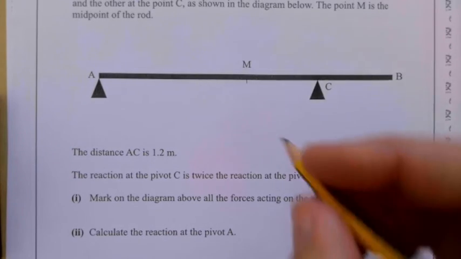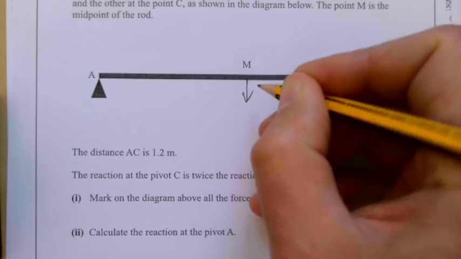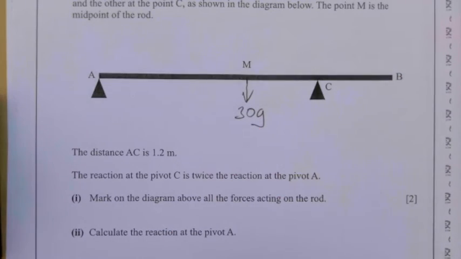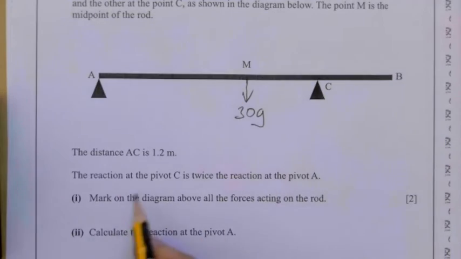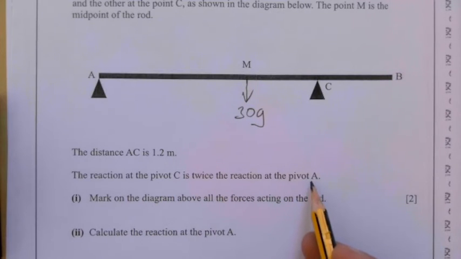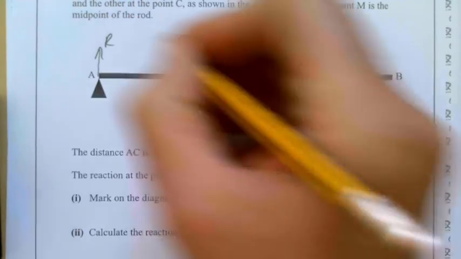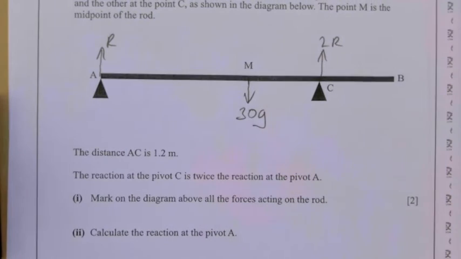So first of all, we're going to have our 30G and it acts through the midpoint. And then we're going to have two reactions. Normally we go R1 here and R2, but we know the size compared to each other. The reaction at pivot C is twice the reaction at pivot A. So I'm going to call this one R, and I'm going to call this one 2R, obviously, because it's twice the size of the other one.